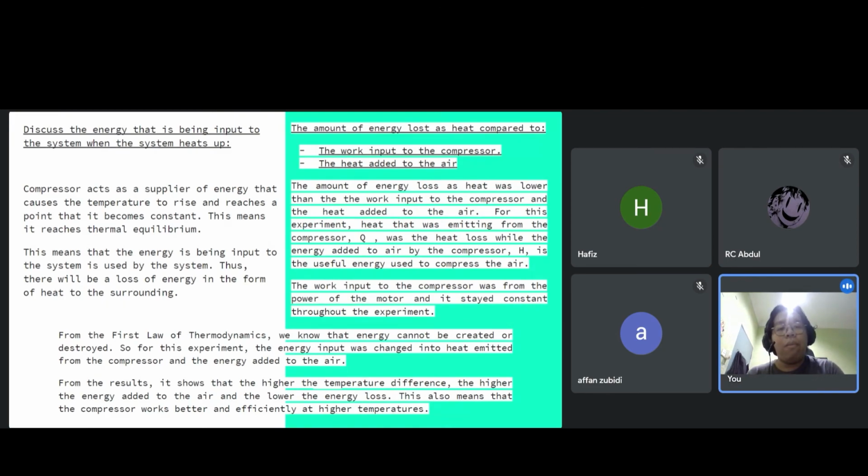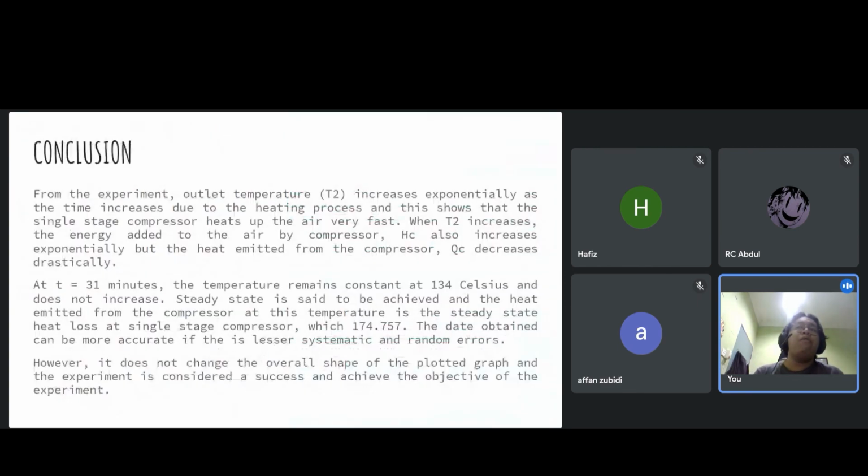From the first law of thermodynamics, we know that energy cannot be destroyed or created. So for this experiment, the energy input was changed into heat emitted from the compressor and the energy added to the air. From these results, it shows that the higher the temperature difference, the higher the energy added to the air and the lower the energy loss. This also indirectly means that the compressor works better and more efficiently at higher temperatures.